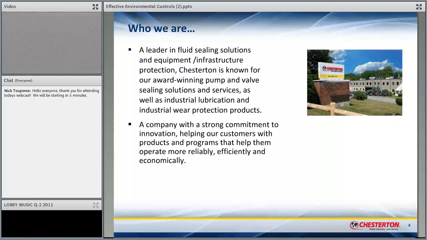The second bullet there is really key. We're a company with a strong commitment to innovation, helping our customers with products and programs that help them operate more reliably, efficiently, and economically. Chesterton's tradition throughout its history has been working with end-user customers in developing new technologies and new solutions to make their plants and operations run more reliably, efficiently, and economically.